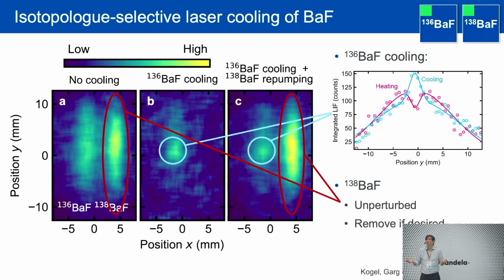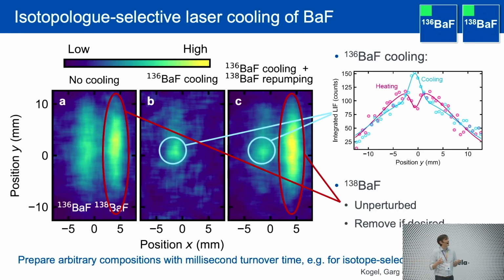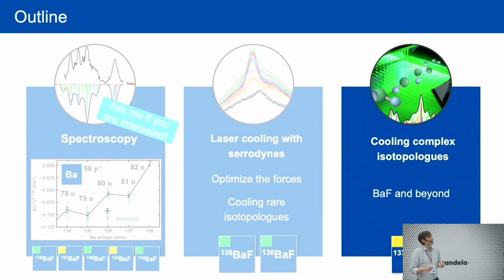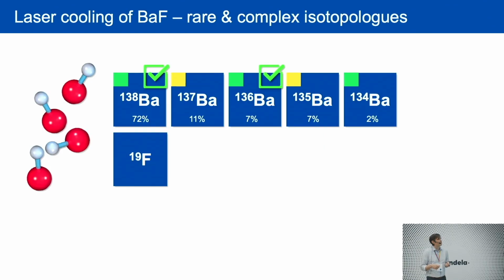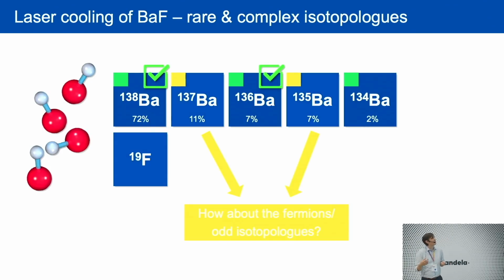If we want, we can also remove it. And the bottom line is I can now prepare arbitrary compositions with millisecond turnover time for isotope selective scattering, for example. If you think of a mod, if you just put on more lasers, you can create mixtures, whatever you like. Good, okay. But that now sets the scene for the cooling of the complex isotopologues, not just for BaF, but also for other things beyond that.